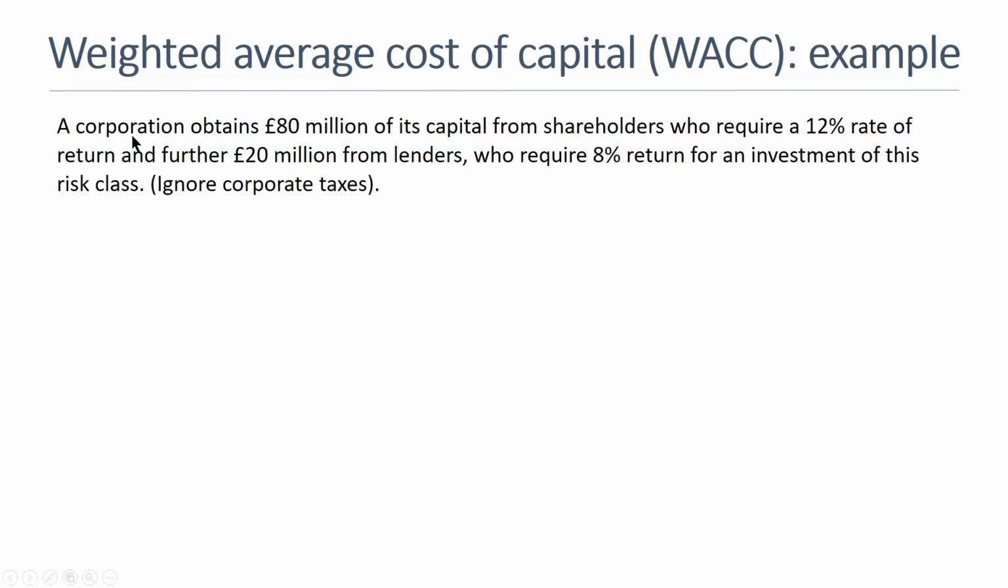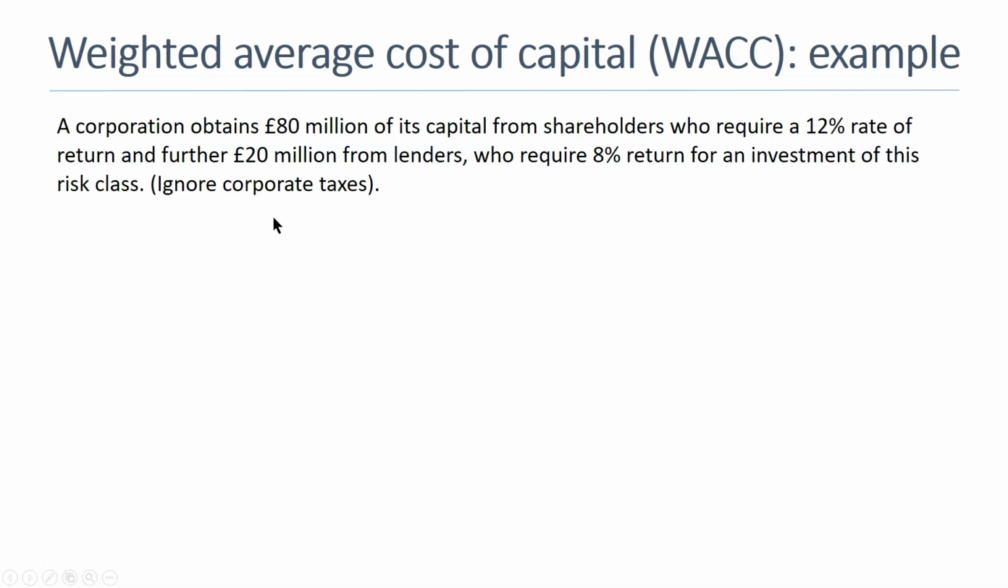Let's imagine that your company managed to raise 80 million of capital from shareholders who expect to get 12% return on their investment. Otherwise, they will sell their shares because this is a return which they can earn from other companies. And apart from this, it also managed to attract 20 million from lenders, it's borrowed funds. And lenders expect to be paid 8% return for an investment of this particular risk class. For simplicity here, we'll ignore corporate taxes.